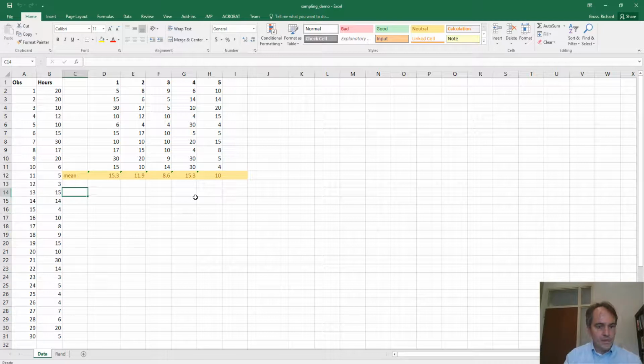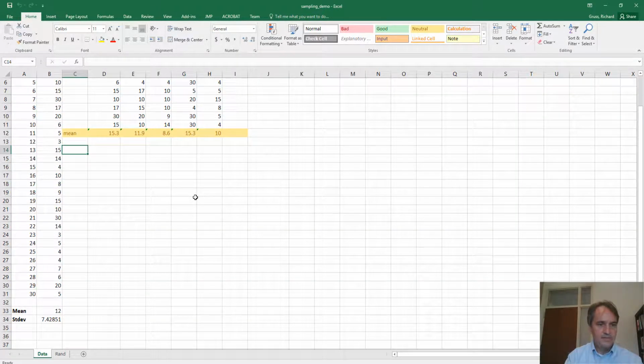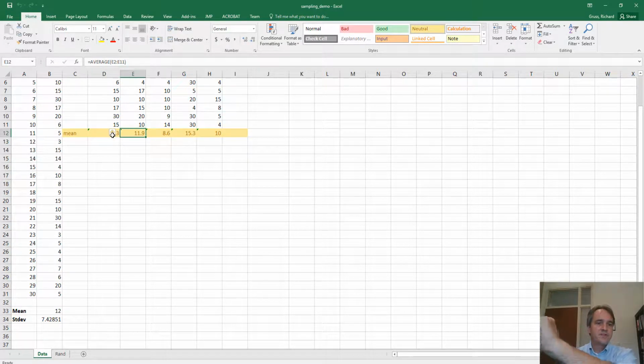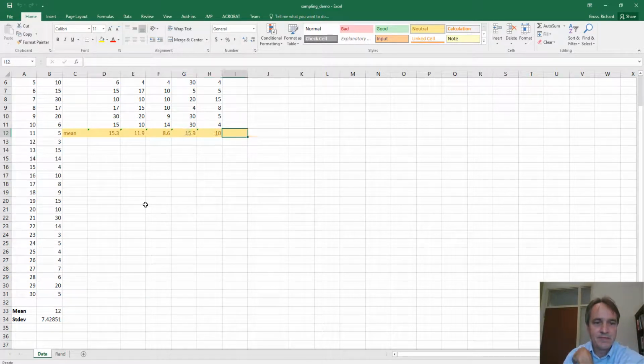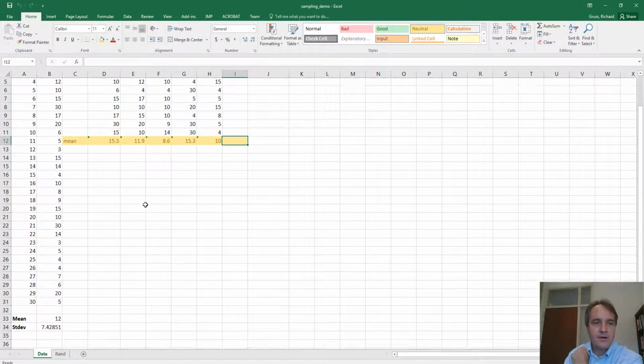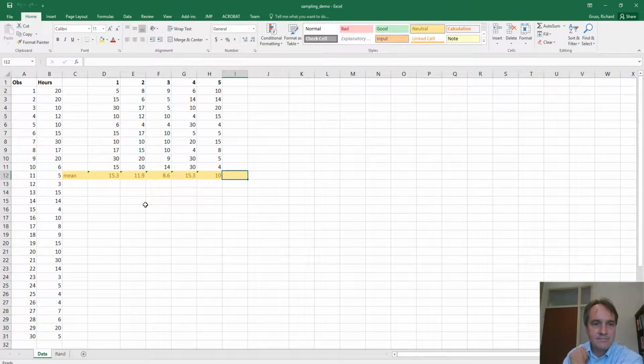Okay, so remember, let's double check. Our population mean was 12, and we kind of hovered around there with our samples. We were a bit high here, a bit low, pretty well low, a bit high, and a bit low. Okay, so the point here is that our samples are not exactly what our population mean is. So, what we conclude from this is that we do have some sampling error here.